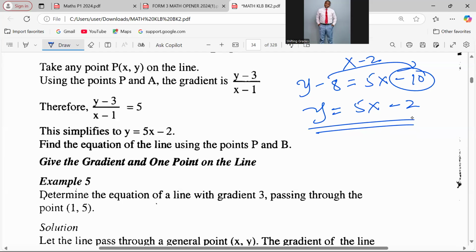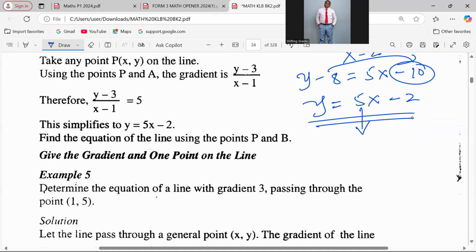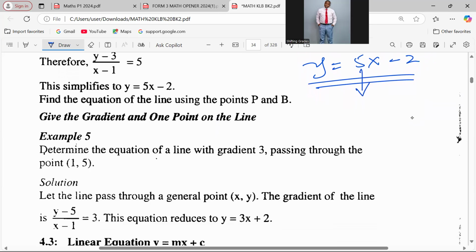After it all, after rearranging, you discover that the value of gradient is at this point. Gradient was 5, the coefficient of x is also 5, but we'll be summarizing the conclusion later in this broadcast.